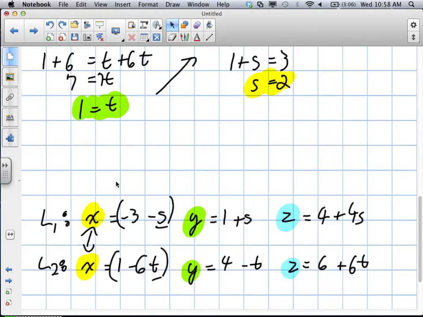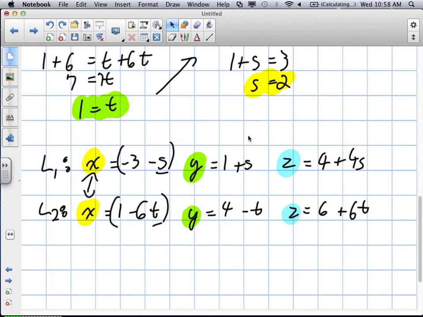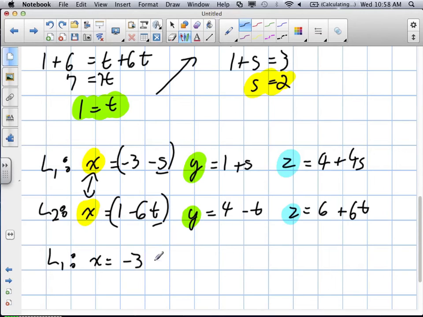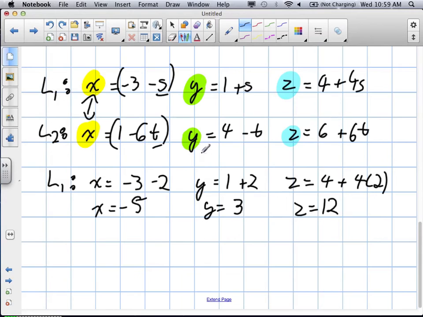There we go. Okay, so we have our values, and I'm going to plug in my values for s and t into the equations. I know the highlights aren't quite matching right now, but you'll survive. So, line 1. X is equal to -3, and our s value is 2, so minus 2. X gives us -5 as a coordinate. Y equals 1 plus 2. Y gives us 3 as a coordinate. And z is equal to 4 plus 4 times 2. Z is equal to 12. So, the first line states that they should cross at -5, 3, and 12.